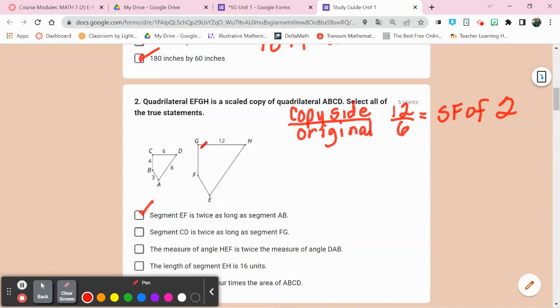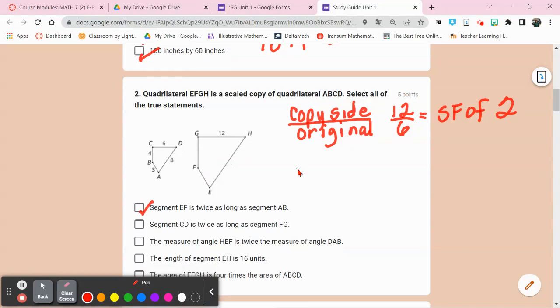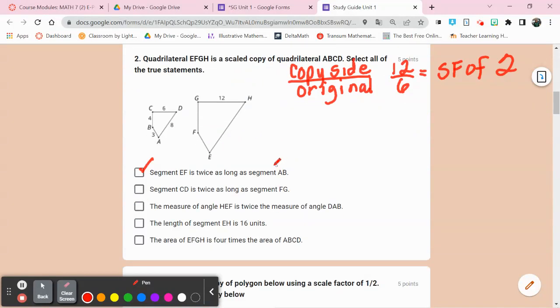Okay, this one would be twice as long as this, B to C. Okay, not C to D. All right, got to check them. Don't just look at numbers. You've got to check them with math. All right, the measure of angle HEF is twice or 2 times the measure of angle DAB. That is not true. Angles do not change. They remain exactly the same because we need the shape to be exactly the same.